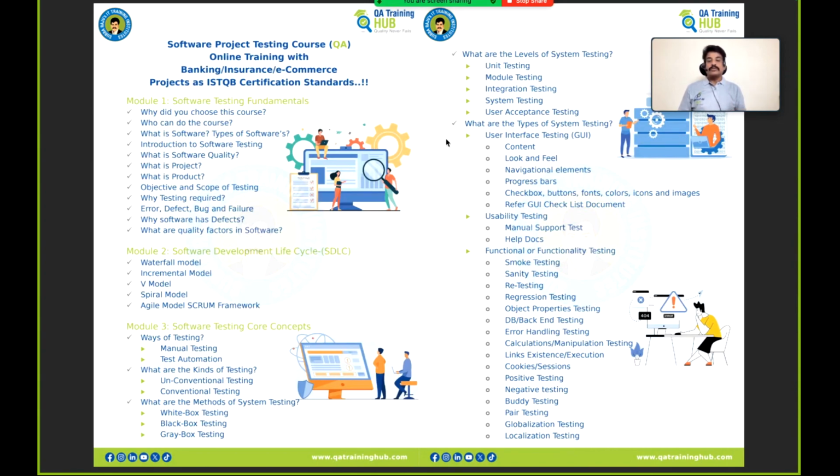If you come to module 2, software development life cycles like waterfall model, incremental model, V model, agile methodology, Scrum framework, which is a highly demanded item in the market, that part will be discussed. Then I'll come to module 3, software testing core concepts. Here we generally call ways of testing, kinds of testing, methods of testing, levels of testing, types of testing. These all come under the module 3 level, software testing core concepts.